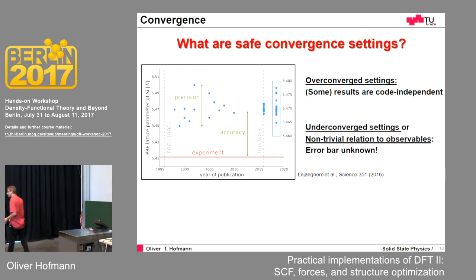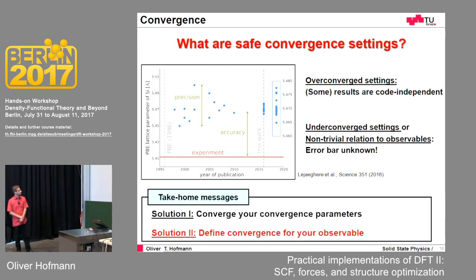I should still emphasize at this point, it's good that all codes, or most codes, give more or less the same result when you use over-converged settings. In practice, however, we will typically use under-converged settings, especially if you're interested in large systems where we probably cannot afford to go to the biggest basis set, to a fully converged k-point grid. And how these under-converged settings impact the accuracy of the code is something that is not as well known as implied by this graph.